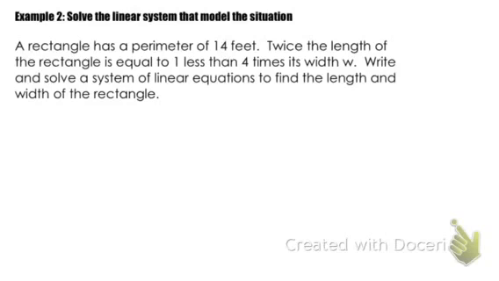Alright, the second example, we have to actually solve the linear system that models the situation. So a lot of us like to jump ahead and want to solve right away, but we can't solve until we know how to write and define what our variables are in our system. So the situation says a rectangle has a perimeter of 14 feet. Twice the length of the rectangle is equal to 1 less than 4 times its width, W. Write and solve a system of linear equations to find the length and the width of the rectangle.